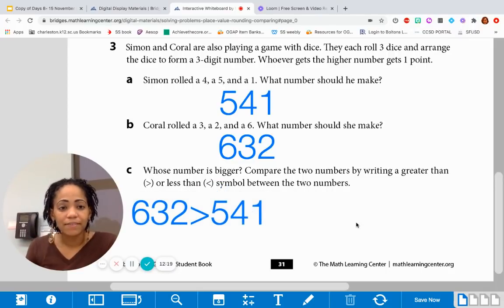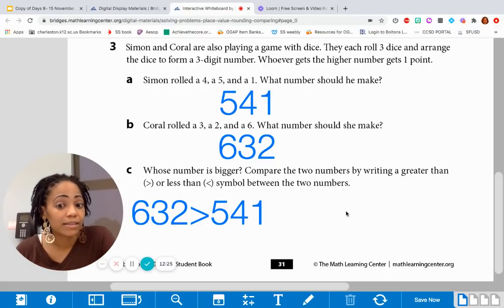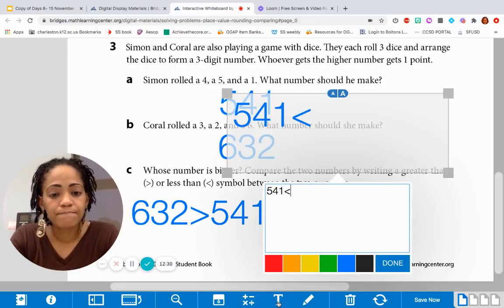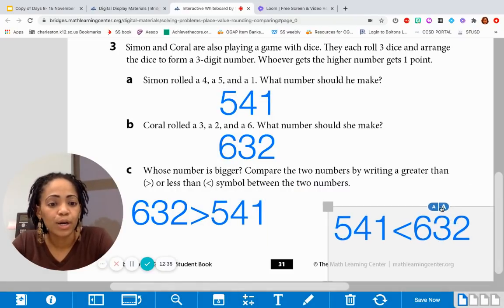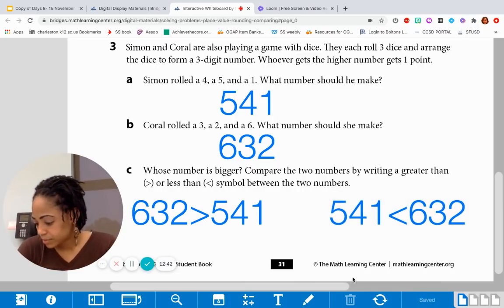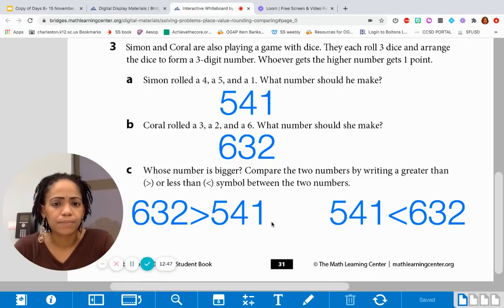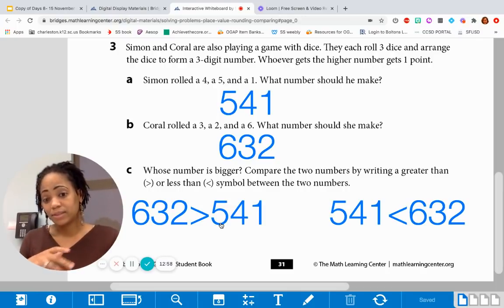All right, did anybody say that 541 is less than 632? If you did, that is also mathematically correct because 541 is less than 632. So I can write that as well. Either one of these will work because they are true. You can write both or you can write one. It's up to you. Why is 632 though bigger than 541? Really, we can look at the hundreds place, right? 600 is worth more than 500. I'd definitely rather have $600 in my account than $500.